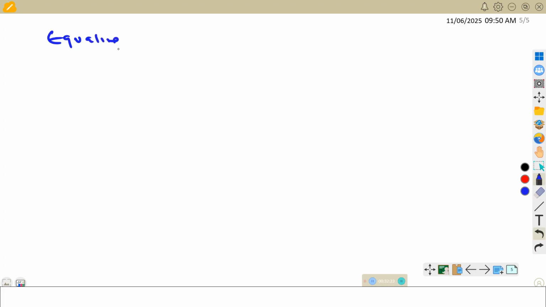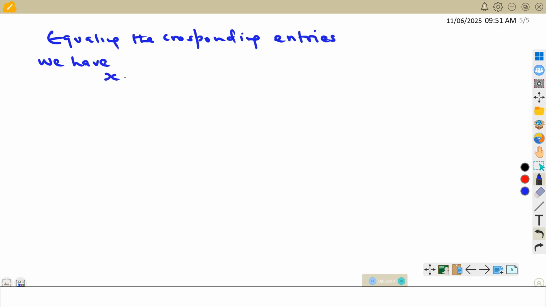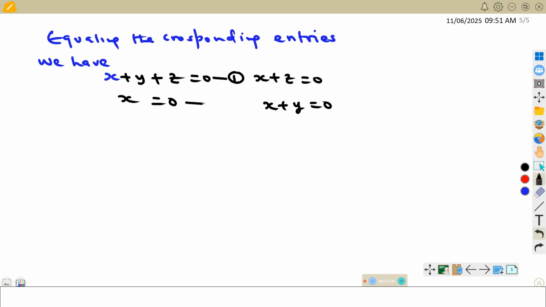So equating the corresponding entries, we shall have: you equate x plus y plus z to 0, this to 0, x to 0, this to 0 as well. So we shall have x plus y plus z equaling to 0. We shall have x equaling to 0. We shall have x plus z equaling to 0. We shall have x plus y equaling to 0. So we shall obtain 4 equations.